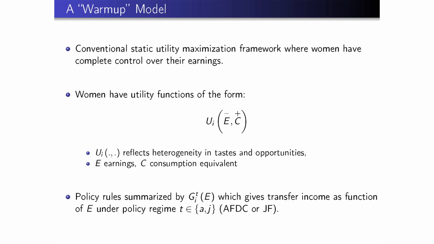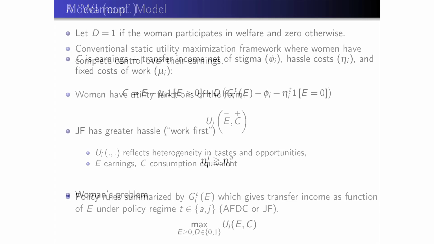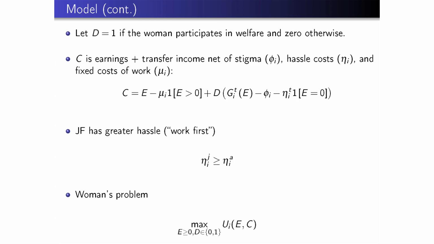The policy rules are summarized by the function G_T(E), which gives you the transfer income you would get if you earned an amount E under policy regime T, which can either be AFDC or Jobs First. D equals 1 if a woman participates in welfare and 0 otherwise. The consumption equivalent is going to incorporate pecuniary transfers and then a variety of psychic costs. So your consumption is your earnings minus a fixed cost of working, mu_i.